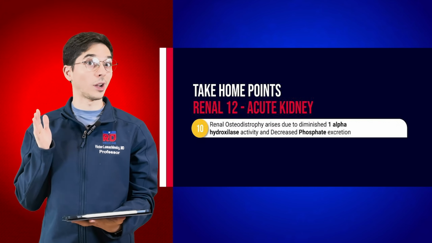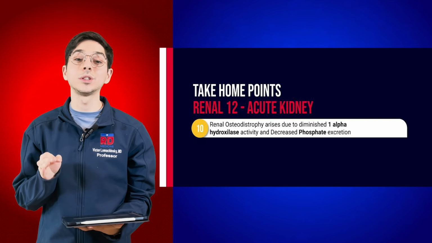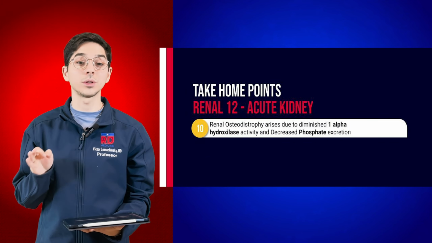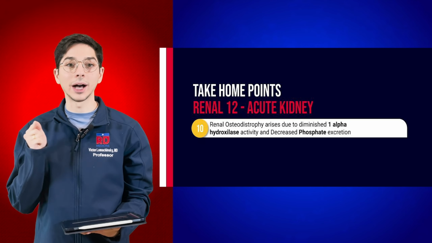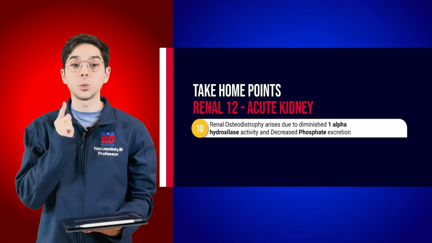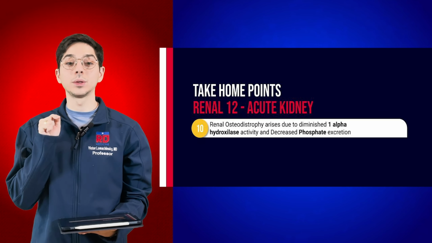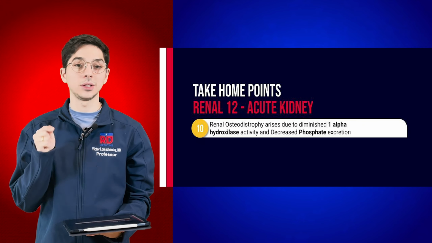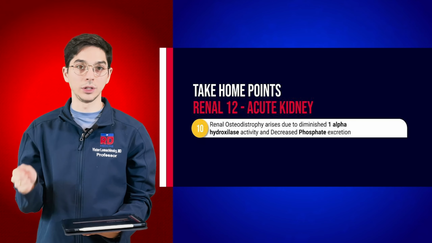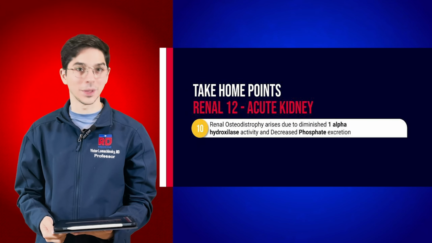And finally, for our last take-home point for today, number 10, renal osteodystrophy. Now, renal osteodystrophy arises because of diminished 1-alpha hydroxylase activity. That diminished 1-alpha hydroxylase activity combined with decreased phosphate excretion both lead to renal osteodystrophy. Those are the inciting events for renal osteodystrophy.